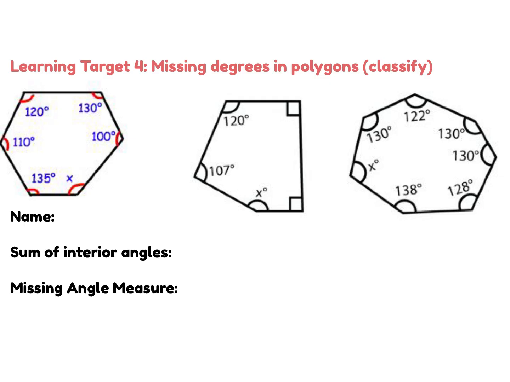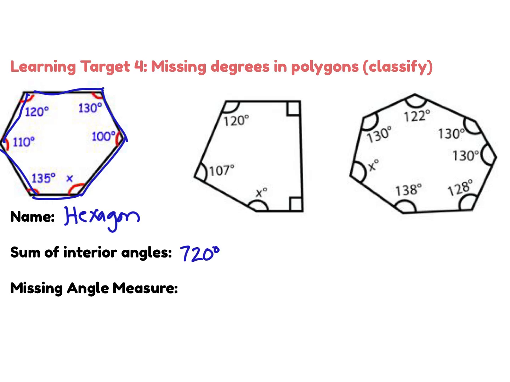So first I'm going to look at my shape and count how many sides it has. So 1, 2, 3, 4, 5, 6 sides. A 6-sided shape is a hexagon. So we need to be able to name it hexagon. Then we need to find out how many total degrees are in a hexagon. I can look at my note sheet, or I can take 4 times 180 and get 720 degrees.